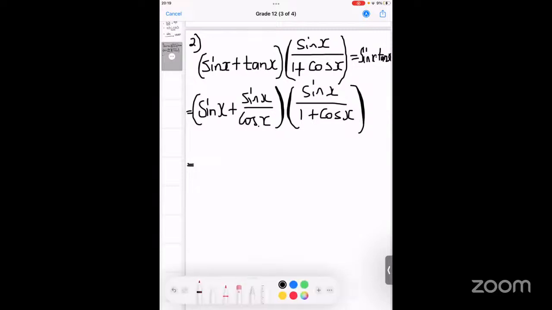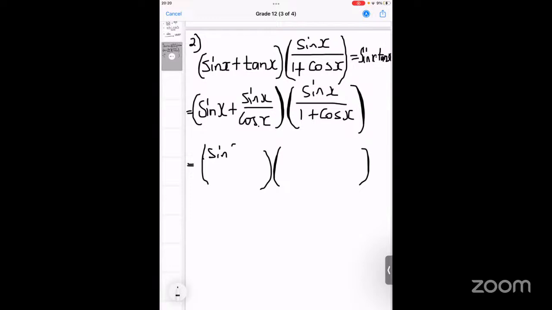So now that will be the easier thing to do. It's more like I'm saying, work out this one. What are you going to have there? Okay, sir, we're going to have sine squared x over 1 plus cos x.